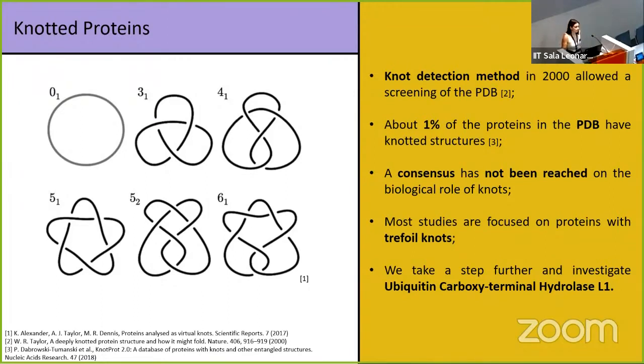And this might be due to two facts. The first one is that there aren't a lot of studies regarding the subject, and the ones that do exist are mostly focused on a specific type of knot, the trefoil knot, which is the first one that you can see here. That, as you can tell, is quite simple when compared to the other ones on the other side. And so, when we realized all of this, we decided to take things a little further. We decided to study ubiquitin carboxy-terminal hydrolase L1, and you will soon understand why I say that we are going to take things a little further.